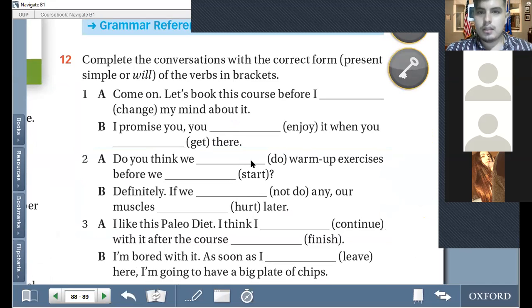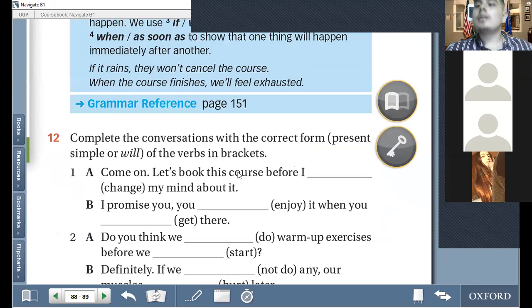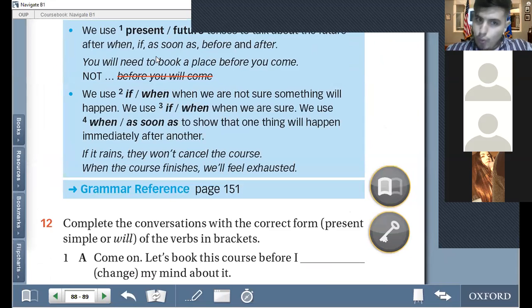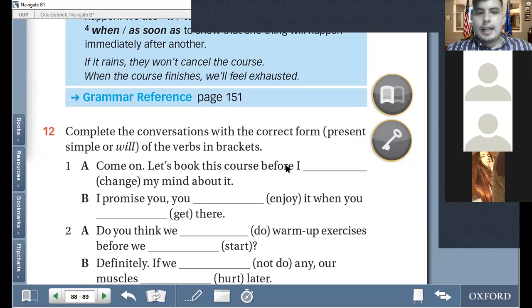Teacher, is this the same as the previous topic? Yes, it's pretty much the same. The difference is we are expanding a little bit. And what's that expansion about? The use of these words: before, when, and as soon as. That's what I was saying at the beginning of the class, that this topic sounded kind of weird and complicated, but trust me, it isn't.